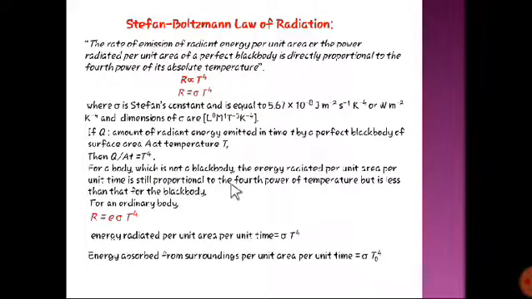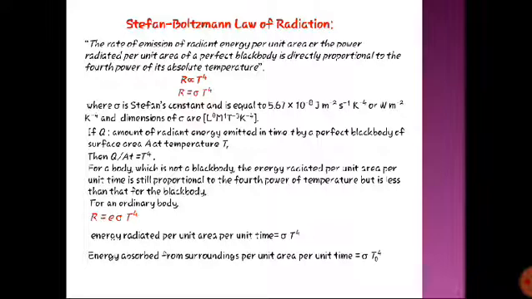Next and the last point of this chapter is Stefan-Boltzmann law of radiation. Now, what is Stefan-Boltzmann law? This law has been stated by two scientists, so that's why it is named after them, Stefan and Boltzmann. These are the two scientists who discovered this law, that is nothing but R is proportional to T raised to 4.